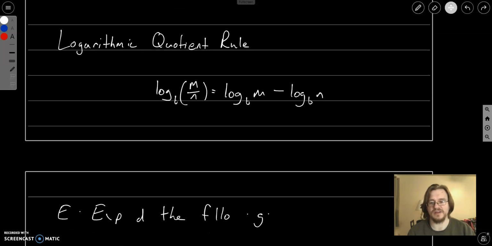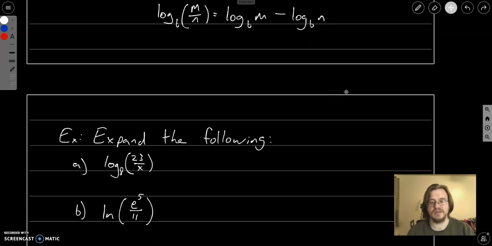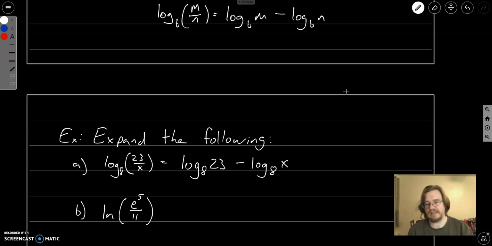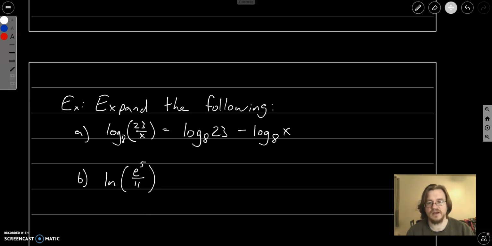So let's go through a couple of examples. We can look at the log base 8 of 23 divided by x. Well, we can turn division into subtraction. So this is going to be the log base 8 of 23 minus the log base 8 of x. And this is as simple as you can make it. This will be some number, but it's going to be some horrible decimal.